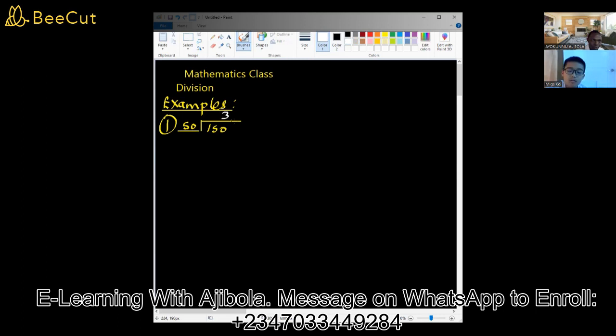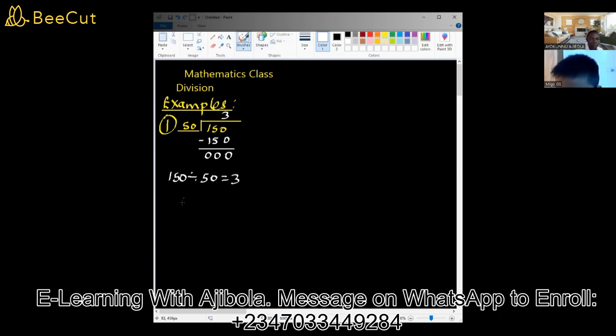That is 3, okay? Fine. Now 3 times 50 is 150. Then when we subtract, we are going to have 0, okay? So it does not remain anything. So we can say 150 divided by 50 equals 3. Is that clear? Fine.